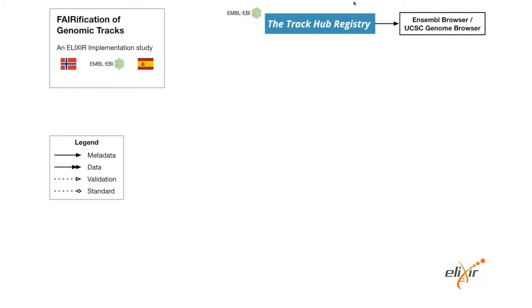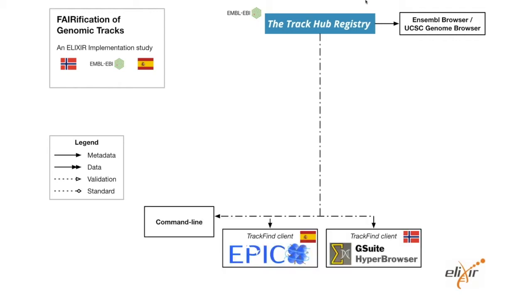So this is a bit the current situation. You have the Trackhub registry, which then pushes the tracks into an Ensembl browser and uses UCSC browsers and others. So what we wanted to do in this project was to bridge the gap between the existing genome browser-based system and the more analytical users. They could be users of frameworks or command line users. So we used two frameworks as example, the Genomic HyperBrowser, which is developed by the Norwegian group, and then the Epigenomic, which is developed by the Spanish group.